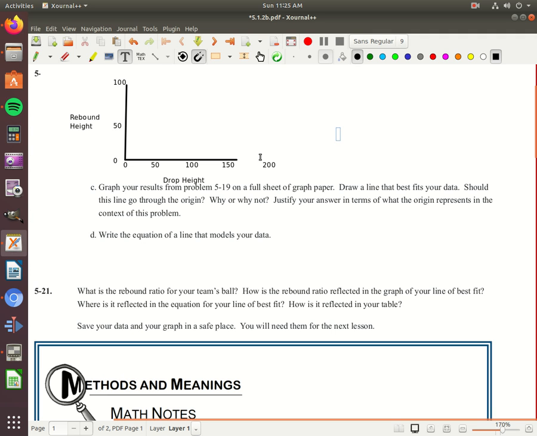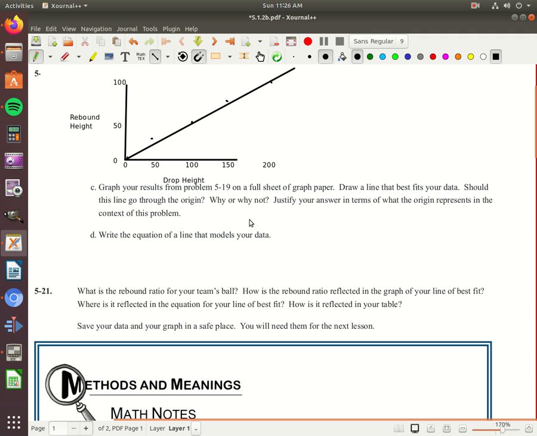Again, you said if we dropped it at 200, it was going to come down to approximately 100. So I have a point there. If we dropped it at 150, it was going to drop to approximately 75. 100 was going to drop to approximately 50. 50 was going to drop to approximately 25. And 0 is going to be 0. We said we could make it continuous, right? So we can go ahead and go through there. So we get a line that looks something like that. Maybe not exactly perfect, but something like that.